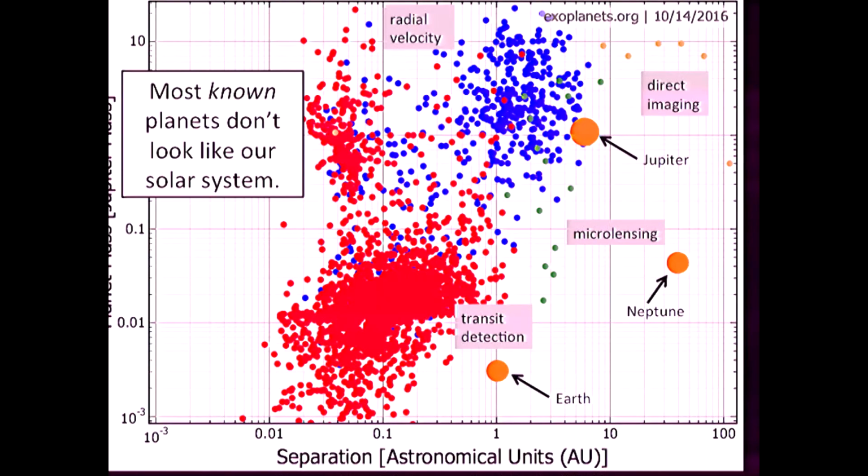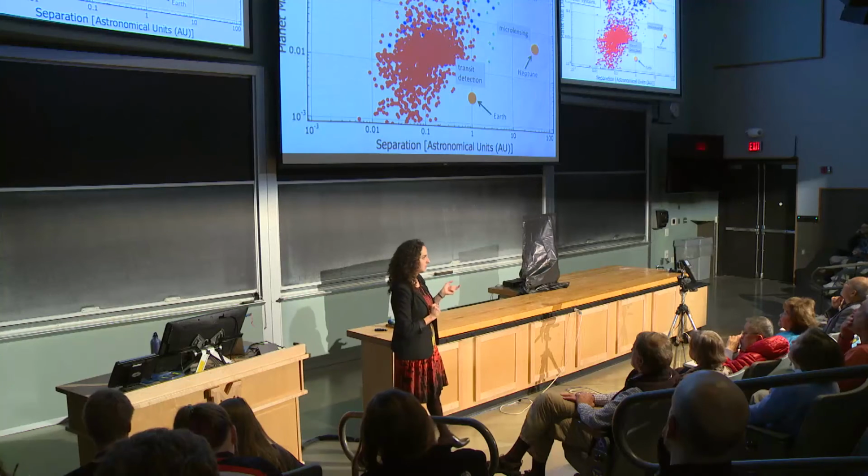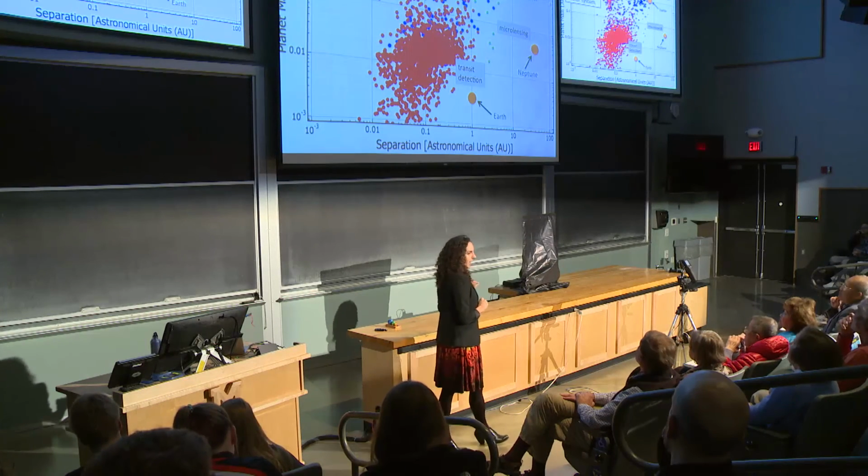Now, I should be careful to point out here, the absence of evidence is not the evidence for absence. So just because we don't see solar systems like our own does not mean that there aren't some cases that do look quite a bit like our own solar system.